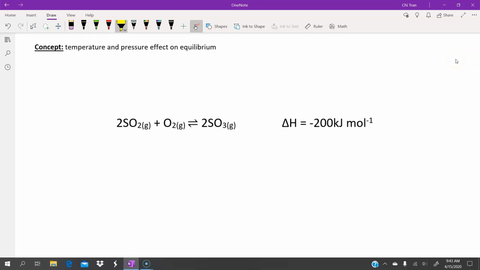So let's first discuss temperature and its effect on equilibrium. So we first need to determine if the reaction is exothermic or endothermic. And here, because the enthalpy of reaction is given to us, we can look at the sign. So it's a negative sign, which means it's an exothermic reaction. And in an exothermic reaction, it gives off heat. So heat is a product.